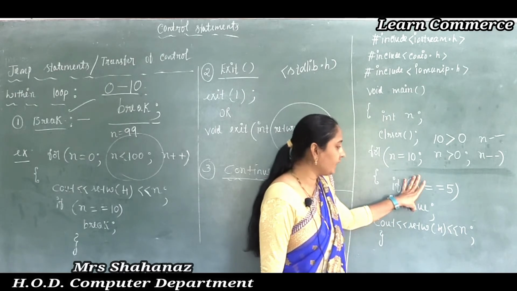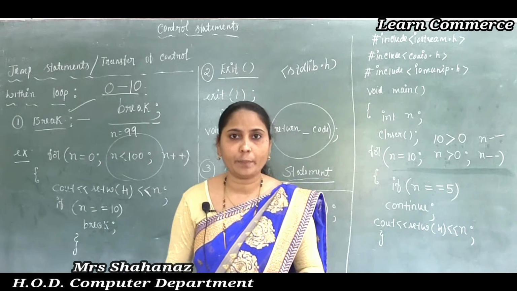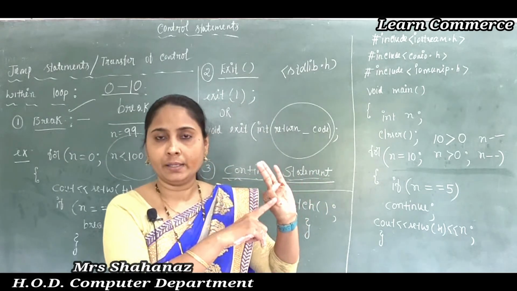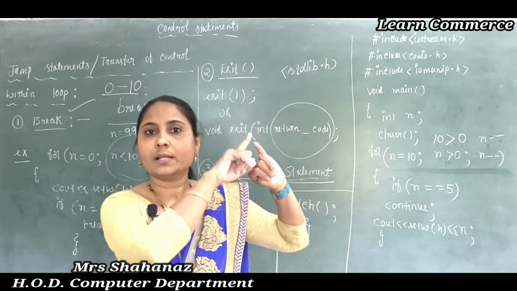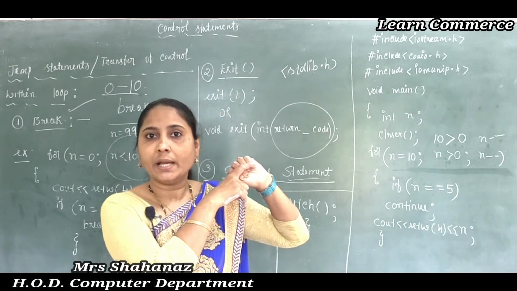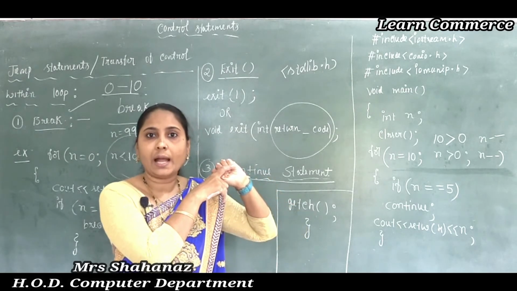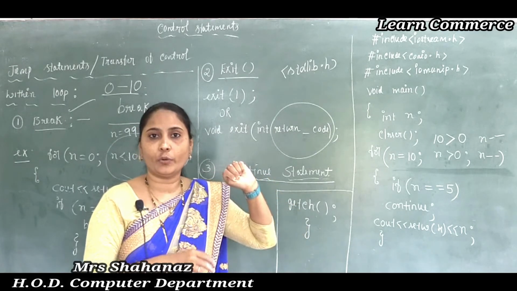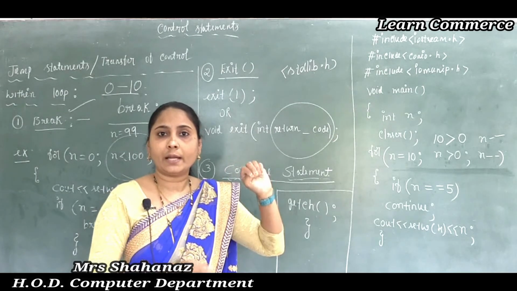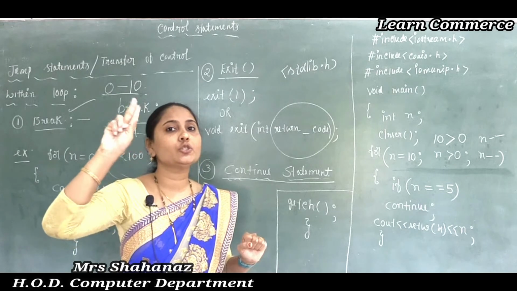So the point I want to make here is that it is going to print the numbers 10, 9, 8, 7, 6. When it reaches the number 5, it skips that iteration, and after that it is going to print the numbers. That means after 6, 5 is not going to print, then 4, 3, 2, 1.